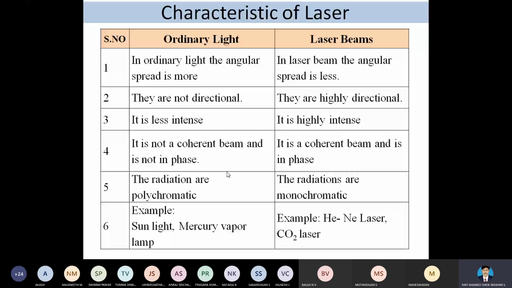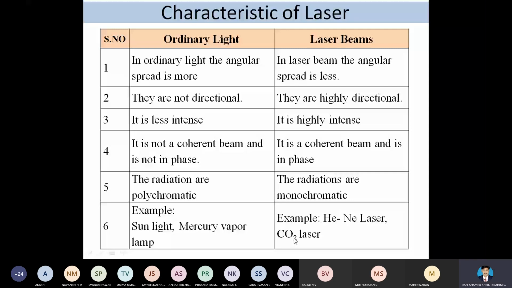Angular spread is more, angular spread is less. Not directional, highly directional. Less intense, highly intense. Not coherent, highly coherent. Not in phase, highly in phase. Polychromatic, monochromatic. Sunlight and mercury vapor lamp are examples of ordinary light. For laser, helium neon and CO2 are the examples.